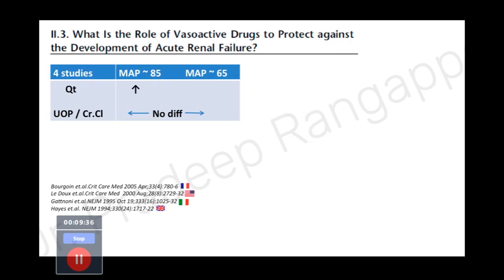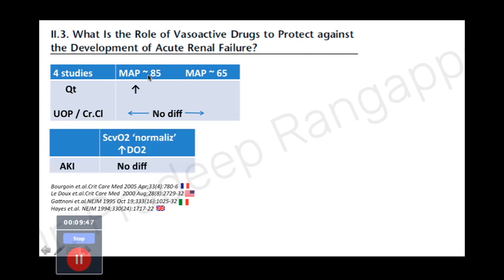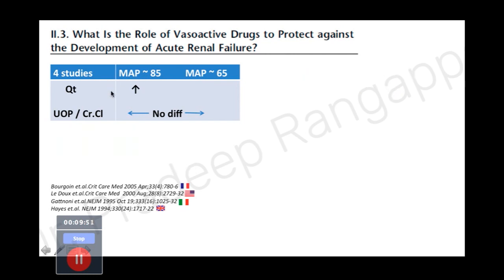These are other 4 studies which they have looked into, from different countries, where they looked at a MAP of 85 versus 65. They found in patients who had a MAP of 85, cardiac output increased, but when they looked at urine output and creatinine clearance between a MAP of 85 and 65, there was no difference in this particular study from the French group.